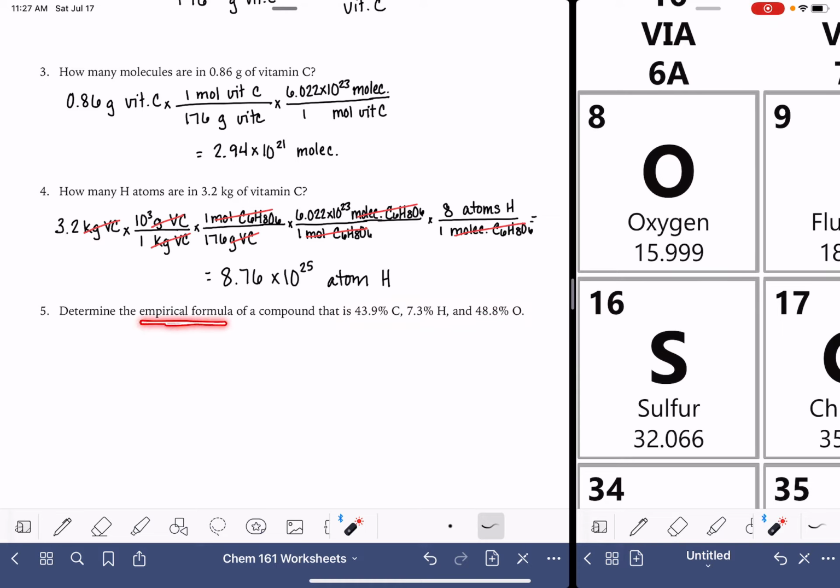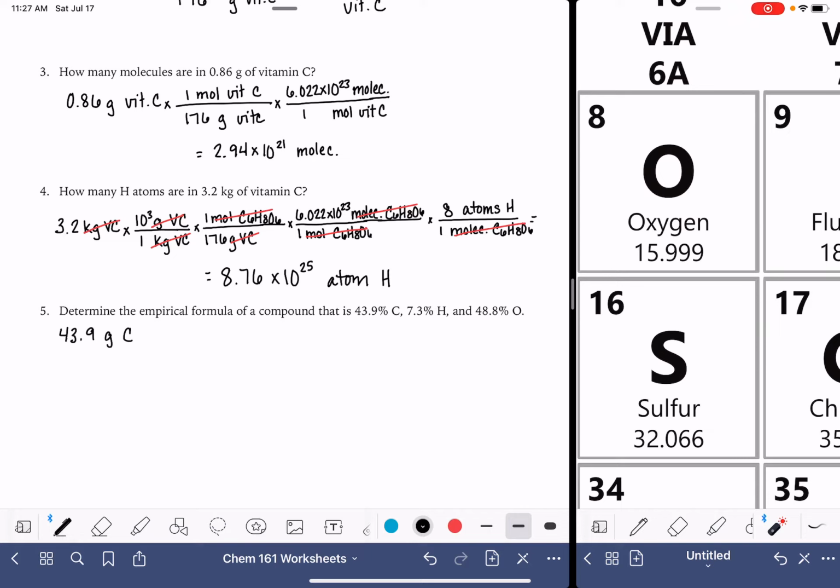First of all, the empirical formula is just the ratio. In this case, it's the ratio of carbon to hydrogen to oxygen in terms of moles. So it's going to be the ratio in terms of units of moles. And what we've been given to start with is the percentages, which is the ratio of the carbon to hydrogen to oxygen in units of grams.